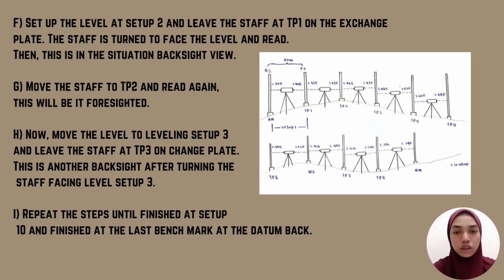After we take the records from setup 1 and setup 2, backside and front side, we move the level to setup 3, and then we repeat the same thing. We move the staff to the front, and the first staff will be the backside, and the other staff we move will be the front side. After that, we read the record from backside and front side, and then we repeat all the same steps until the last setup.